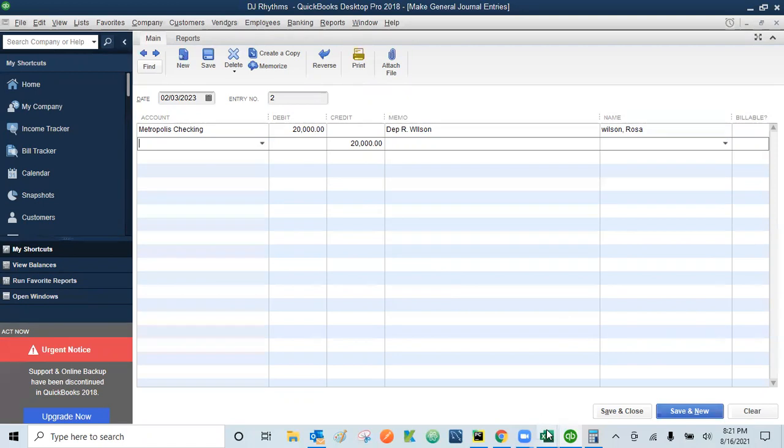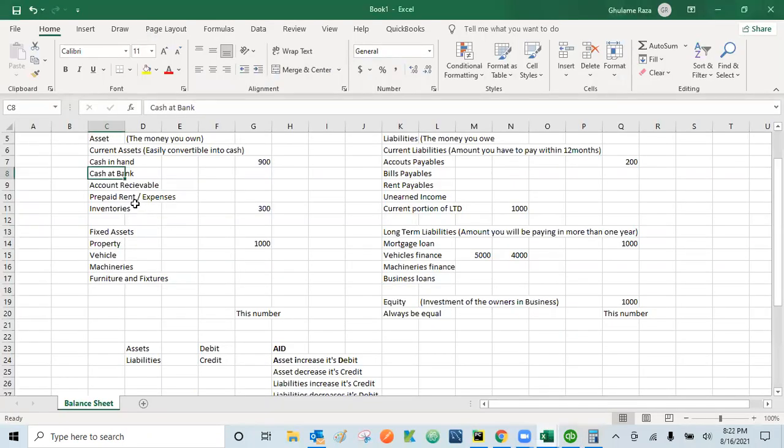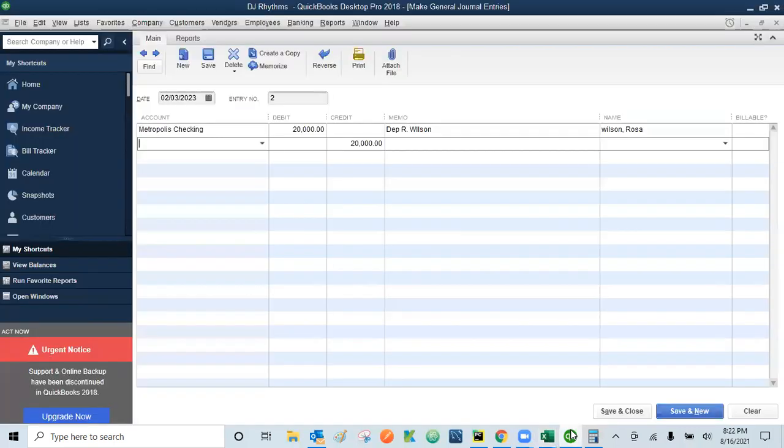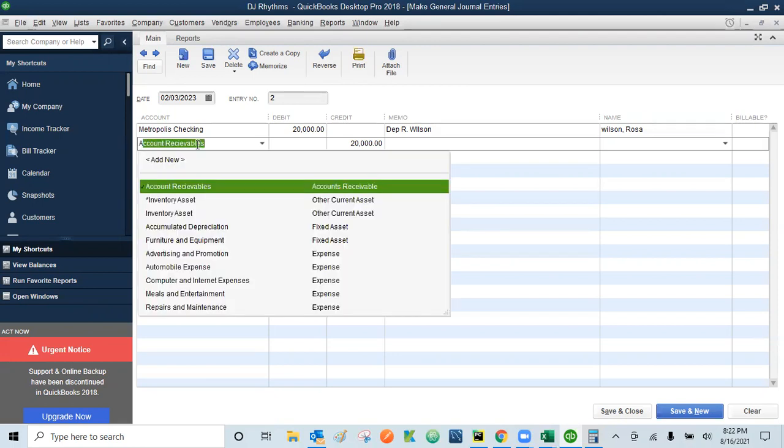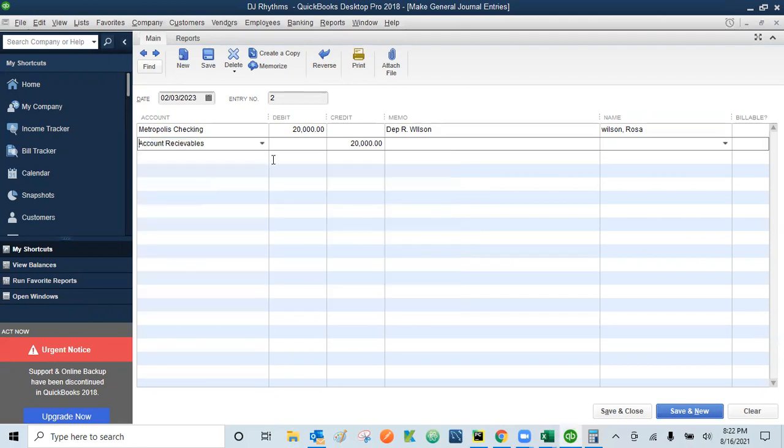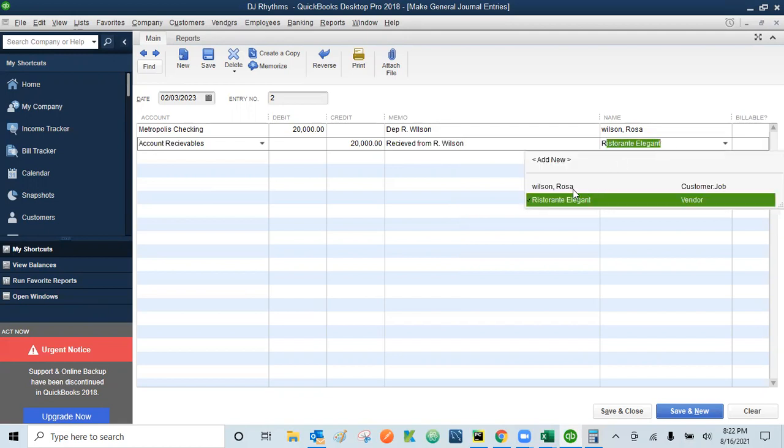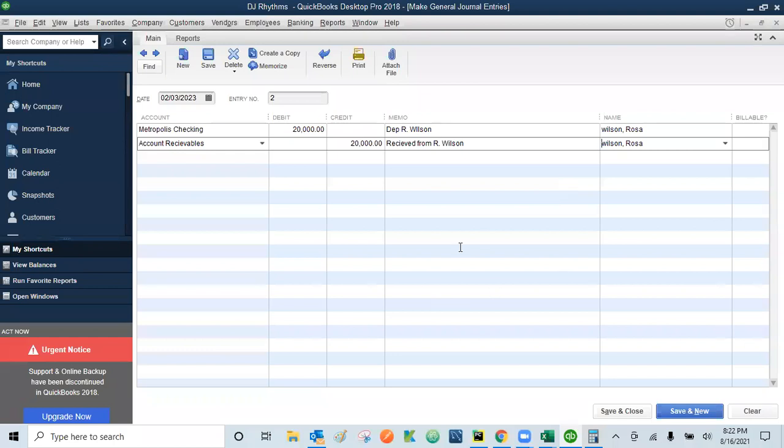So when the account receivable is reduced, it means our asset is reduced. When the asset is decreased, it's a credit. So just simply come here and you can see it has automatically taken the amount into the credit part. And this was account receivable. So I can just type here account receivable. Here we can type received from R. Wilson, and then type Rosa, and it will be Wilson Rosa. So we have done 2 transactions. Simply say save and close.